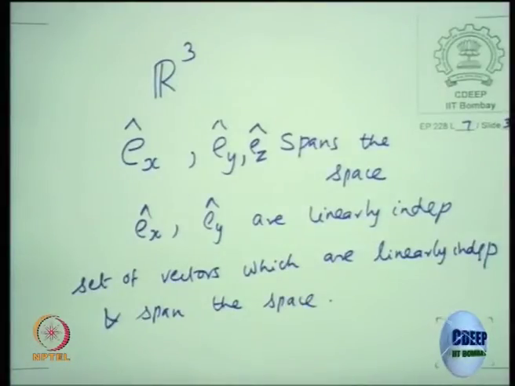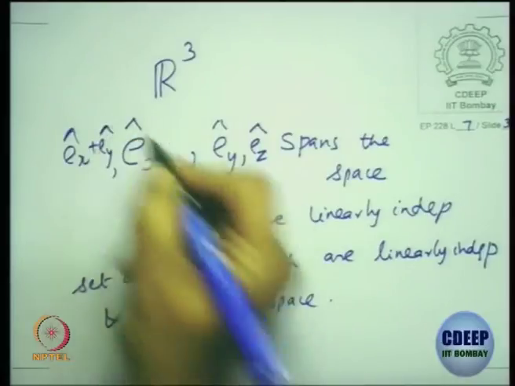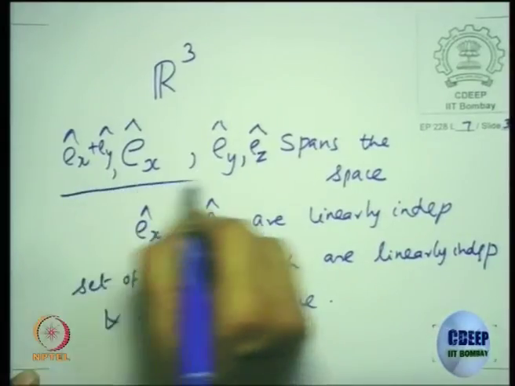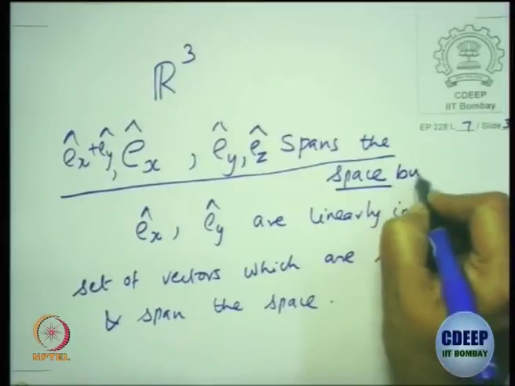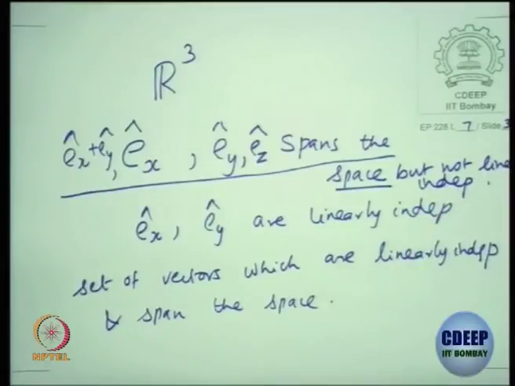This is very important. You can't just look at a set of vectors which spans. This is not the only one which spans the space. You could have defined something else which spans the space, which need not be linearly independent. You could add things like Ex plus Ey. This also spans the space. But are they linearly independent? This set spans the space definitely, but not independent. Okay. So you need a set which spans the space and is linearly independent.